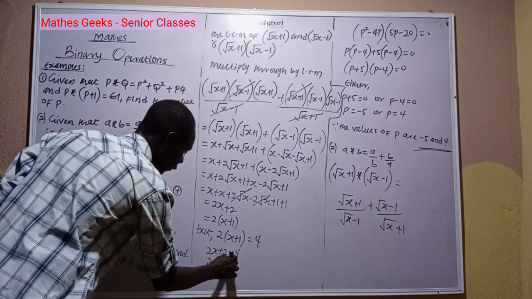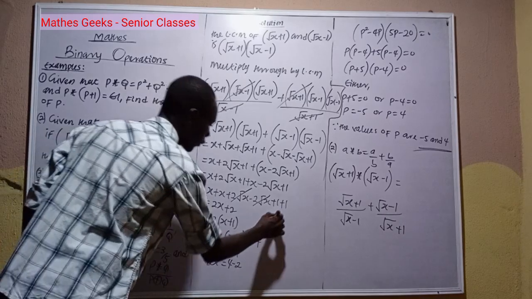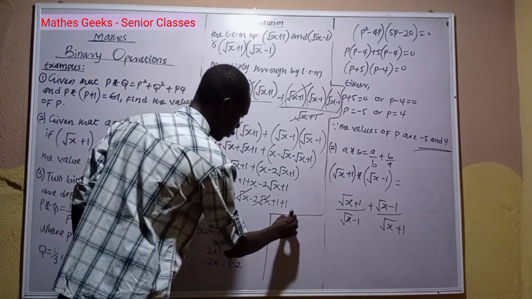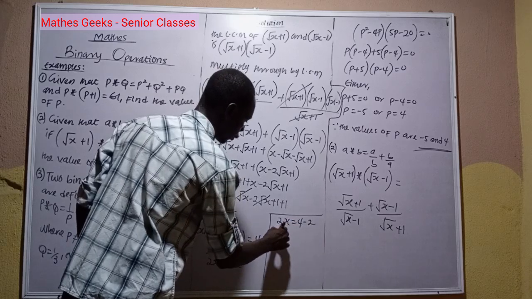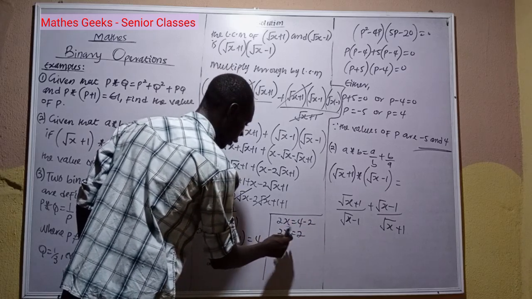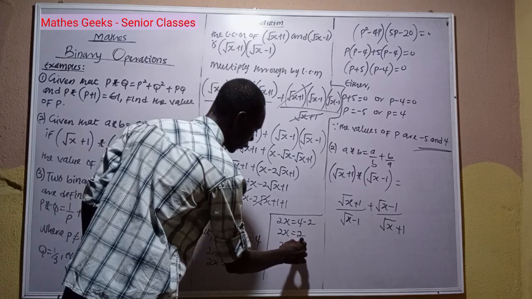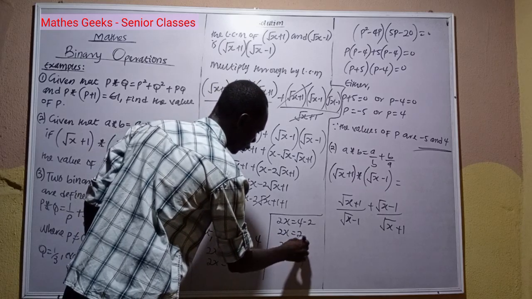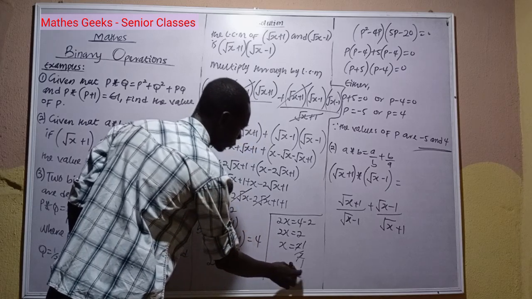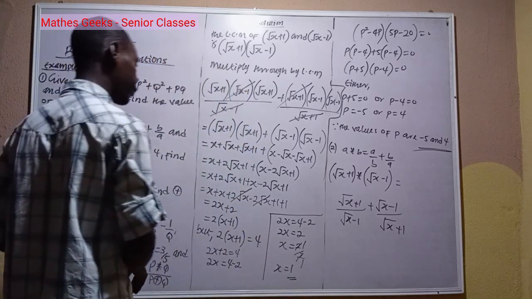So 2x is equal to 4 minus 2. 2x equals 4 minus 2, which is equal to 2. So divide both sides by 2. x is equal to 2 over 2, which is 1. And x is equal to 1.